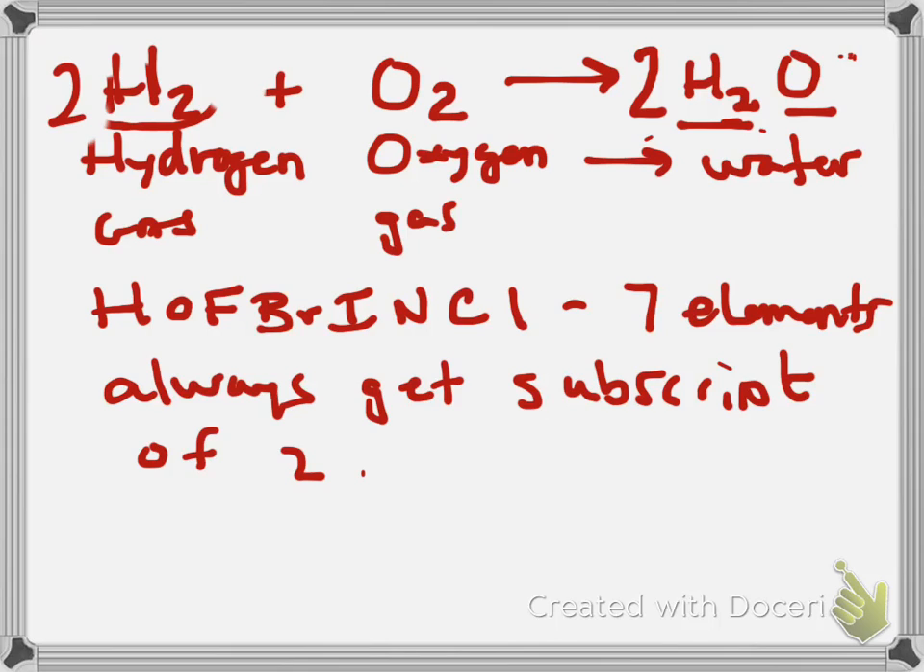So, a couple of the rules we've already gone over. If you're given a word equation, make sure you get the formulas right. Once you have a subscript locked in place, like this 2 right there for oxygen, you can't change it again. It's the coefficients that you can change. And remember Hofbrinkel, that will help you write those formulas correctly the first time.